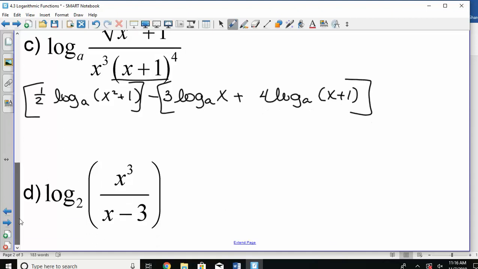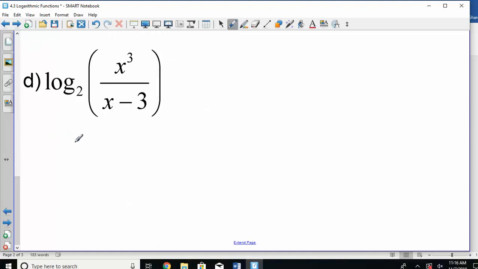D. 3 comes down, so 3 log base 2 of x minus log base 2 of x minus 3. Just make sure you are putting parentheses around it if it's multiple terms, just so we realize that the log applies to both parts of it.